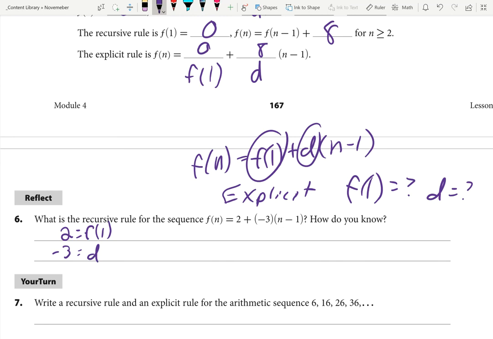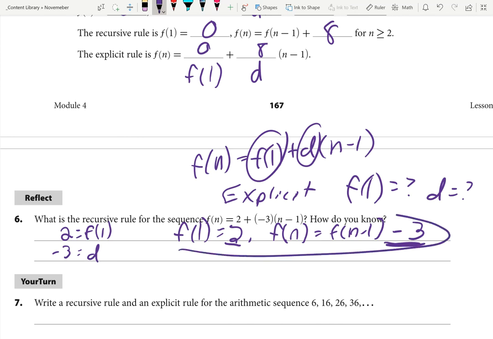So the recursive rule would be f of 1 equals 2. We know that it's 2. We can see that it's 2. And then f of n equals f of n minus 1, remember, this is all just based on the formula, plus the common difference. Common difference is negative 3. So plus negative 3, or if you want to just write, instead of plus negative 3, just write minus 3, then you're good. So that's all we had to do.